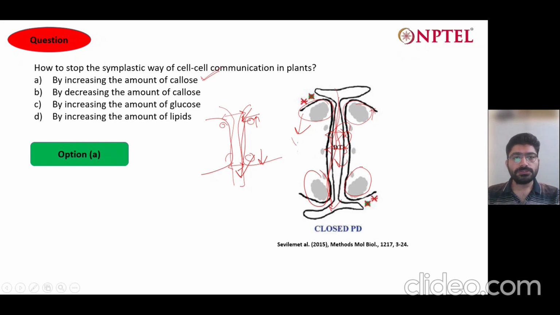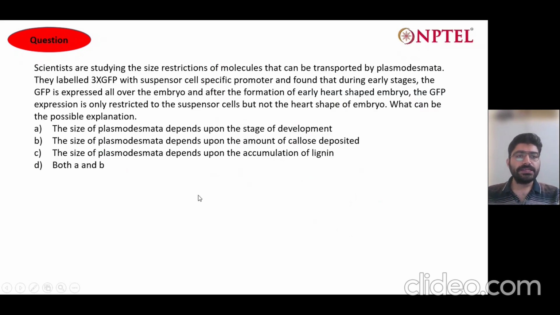So moving on to the next question. Scientists are studying the size restrictions of molecules that are transported by plasmodesmata. They labeled 3 times GFP with a suspensor cell specific promoter. So this is GFP1, GFP2, and GFP3. So this is 3 times GFP, under the control of a promoter that is suspensor cell specific and that is found during the early stages only.